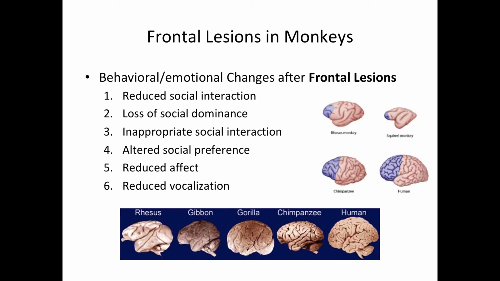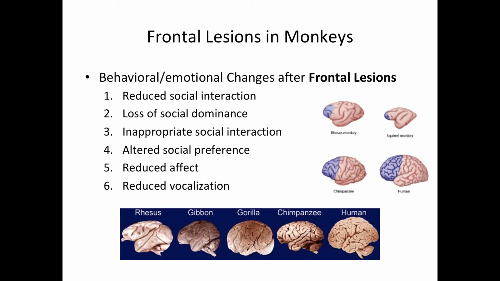Okay, then we have number 4, which is altered social preference. So when a healthy monkey is released into a large enclosure that has members of the same species behind a glass barrier, normally it will sit against the glass next to the animal sitting on the opposite side. Although these animals normally prefer to sit beside intact monkeys with no lesions of the opposite sex, monkeys with large frontal lesions prefer to sit with other frontal lesion monkeys of the same sex. And this is presumably because they are less threatening.